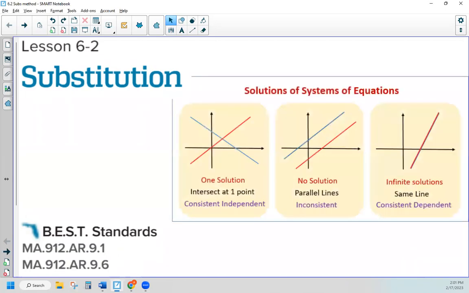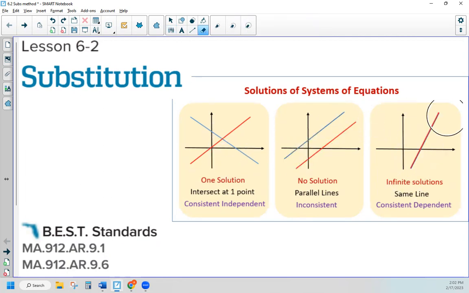Now, when we have a system of equations, meaning more than one line, we are trying to find out where that solution is. What is a solution? The solution is where the two lines cross or intersect. Sometimes we do have a single solution. Sometimes the lines are parallel and have no solution. And sometimes the lines actually overlap. That means they have infinite solutions.